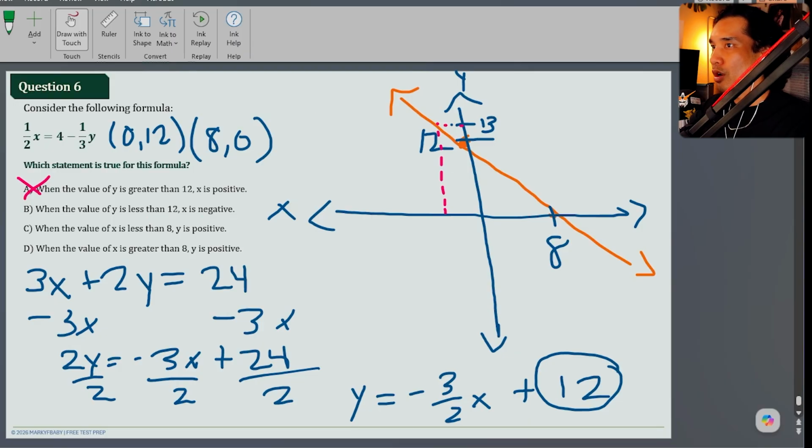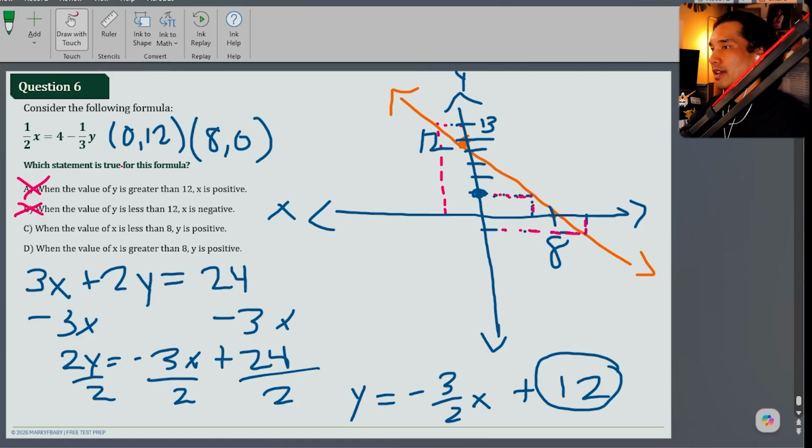Okay, so less than 12, let's have 11, 10, 9, 8. Let's just choose this one right here. I don't know what this is, but it's definitely less than 12. Well, that's going to give me a positive number. If we go further, it's always going to give me a positive x value. And I did write that in blue by accident, but there you have it.